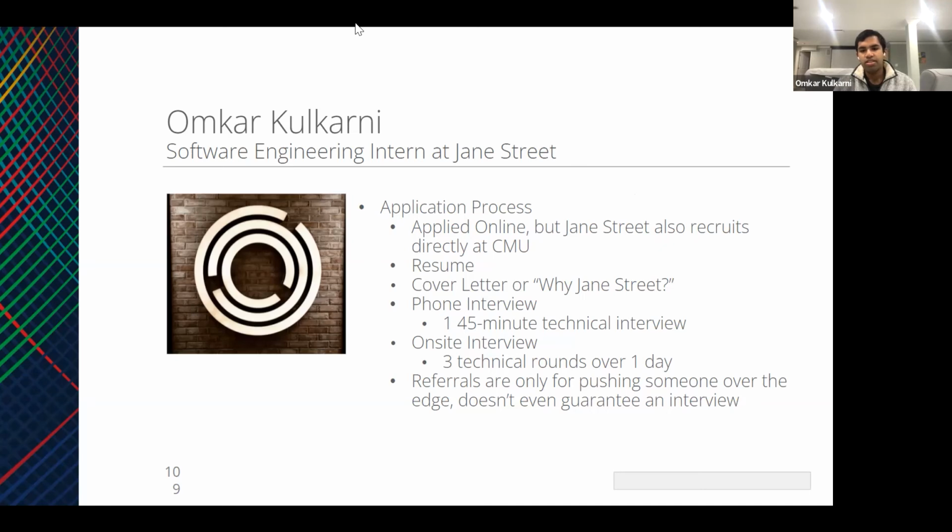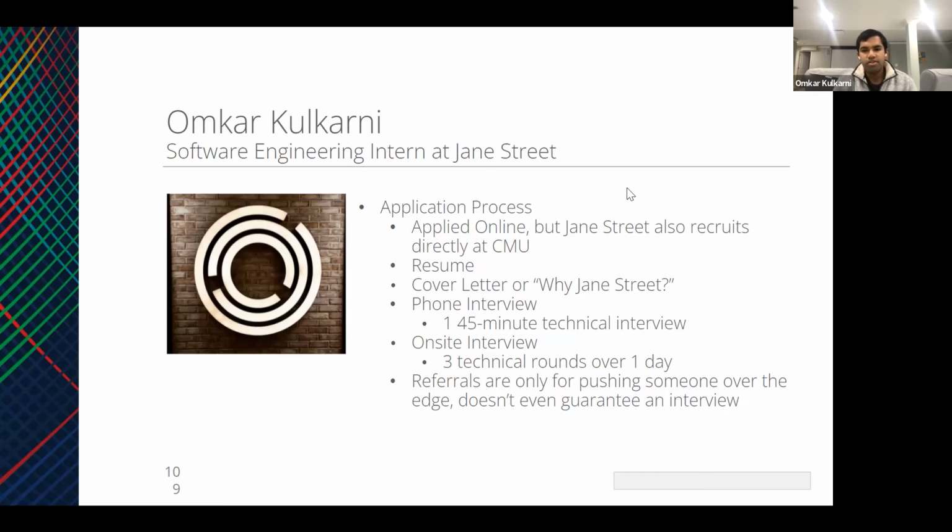And the interview process is basically 2 rounds, 1 phone interview. It's a 45-minute technical interview. The interviewer might ask you a few questions about yourself, but it's primarily a coder pad interview. And then the on-site interview is 3 technical rounds over the course of a day, 2 in the morning, 1 in the afternoon. You get 3 different interviewers, and they ask you design questions, and then they ask you to write code for the problems they ask.